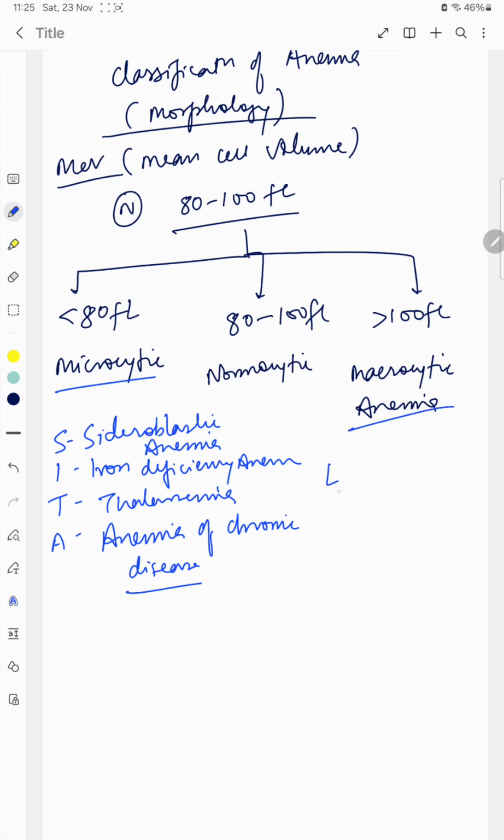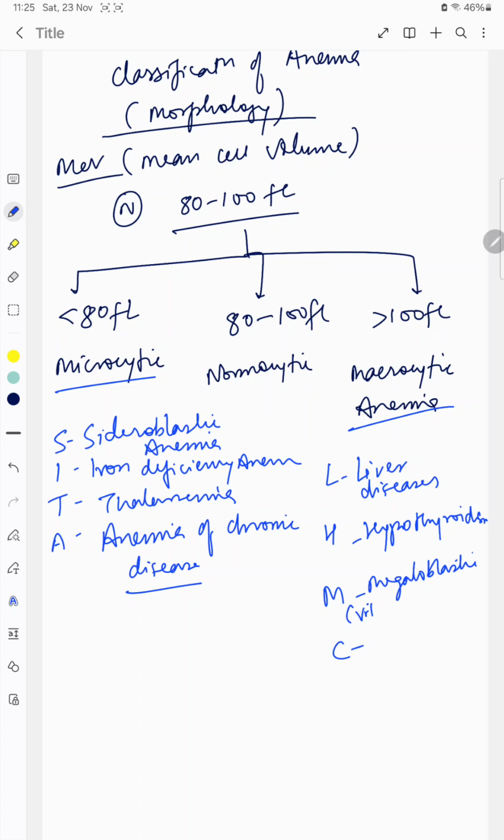In macrocytic anemia, there is a mnemonic used for the examples of macrocytic anemia: Lady Harding Medical College. L for the liver diseases in alcoholism, H for the hypothyroidism, M for megaloblastic anemia seen in vitamin B12 and folate deficiency, C for cytotoxic drugs.